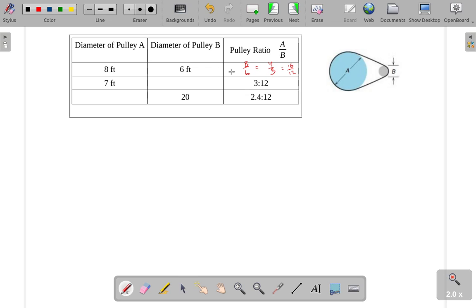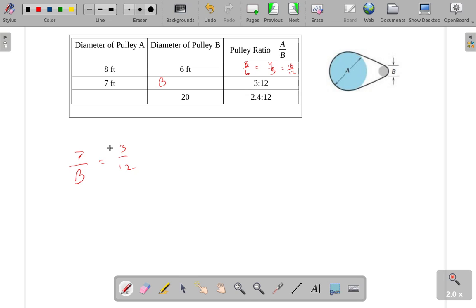All right, so how about if we have something like this? We have the diameter of the first pulley, we don't have the diameter of the second, and we have the pulley ratio. So we know that 7 over the unknown diameter, this B, I'll call it B for the moment, is equal to 3 over 12. So how would we go about solving something like this?